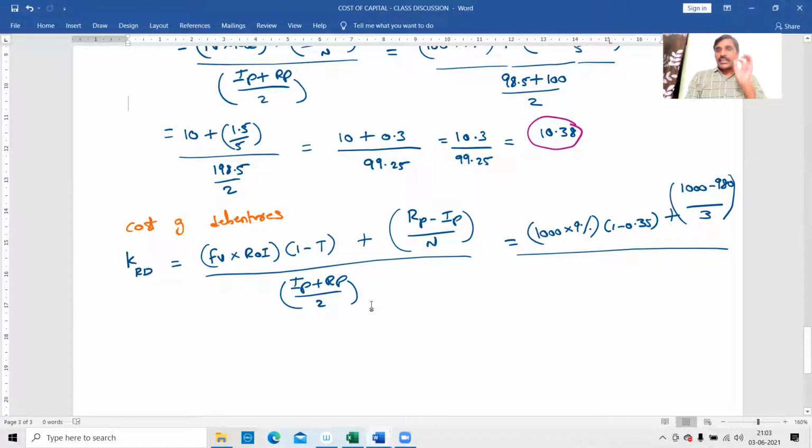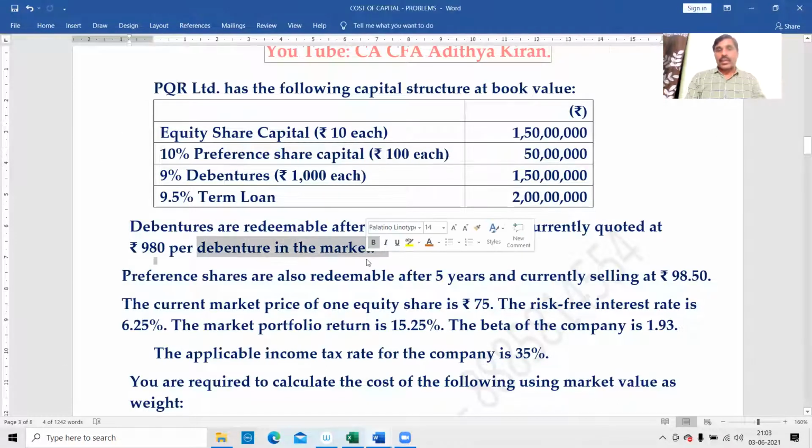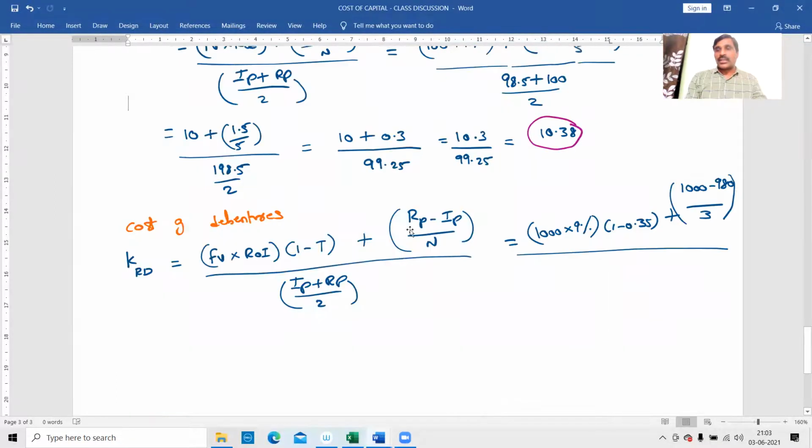Look at the numerator. What is the 1000 rupees? Face value. What is the 9%? Rate of interest. What is 0.35? Tax rate. 1000 is the redemption price. Again, assumption: since the redemption price of debentures is not given, we are assuming that debentures are going to be redeemed at face value or par, 1000 rupees. 980 is the current market price, the issue price per debenture. Divide by 3, the number of years is 3. Same, 980 plus 1000, divided by 2.